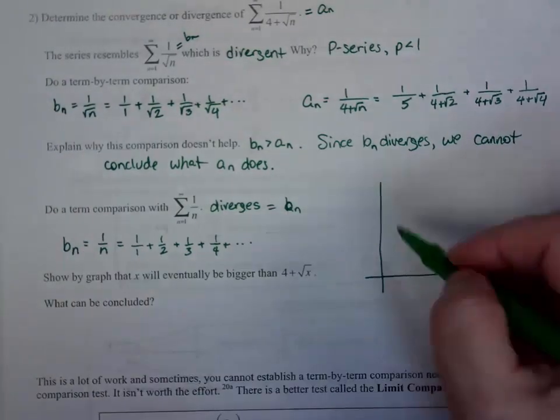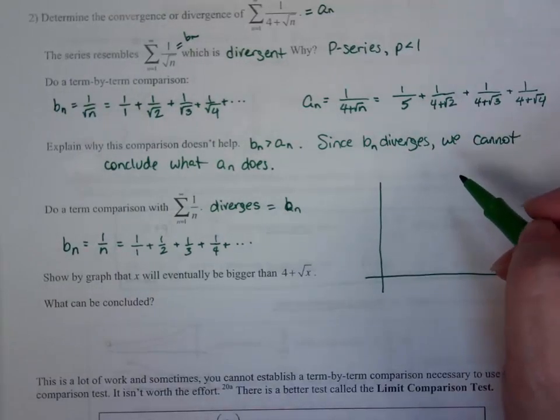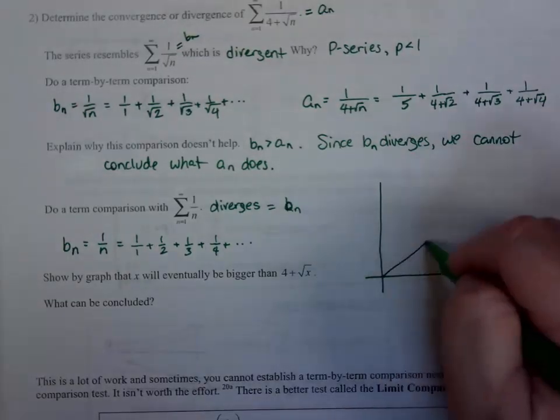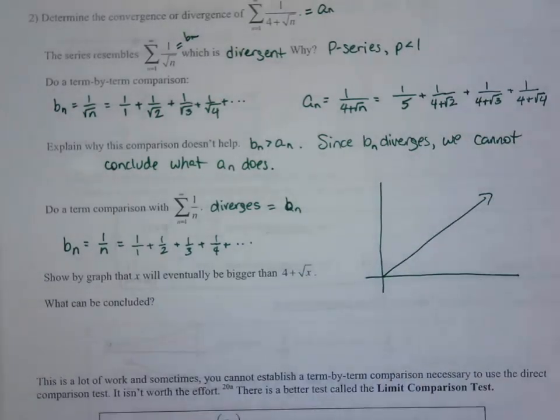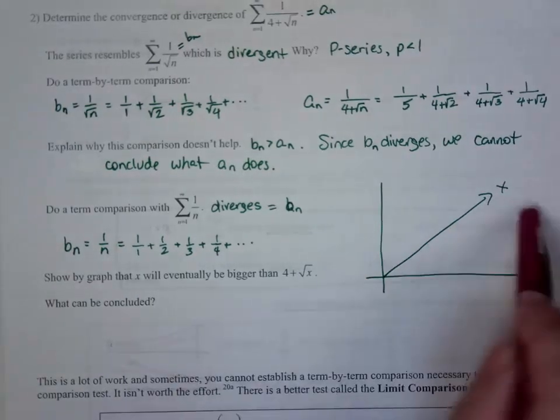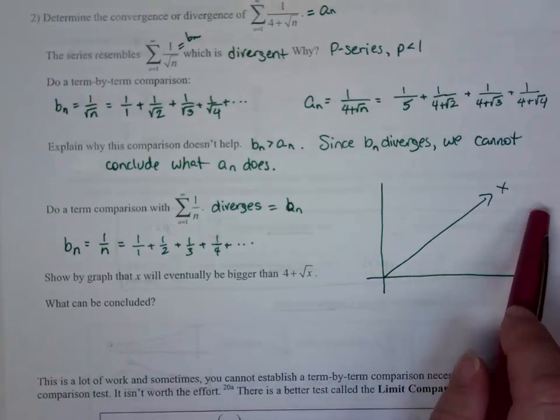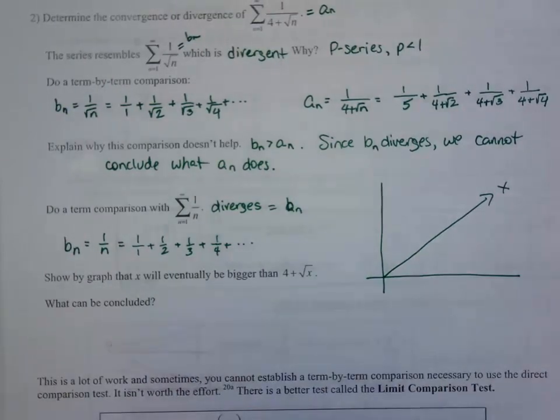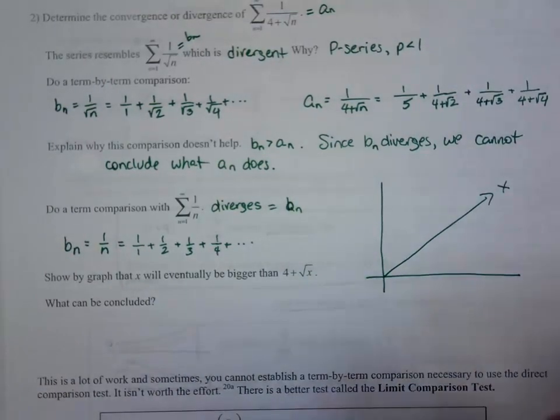What does the graph of y equals x look like? Straight line at what angle? 45-degree angle. Looks like that, something like that. That's x. Okay. What does the square root of x look like? Kind of looks like this. I call it the fountain graph. Like you hold your water in a fountain that way. Okay, what does the 4 do to the graph?